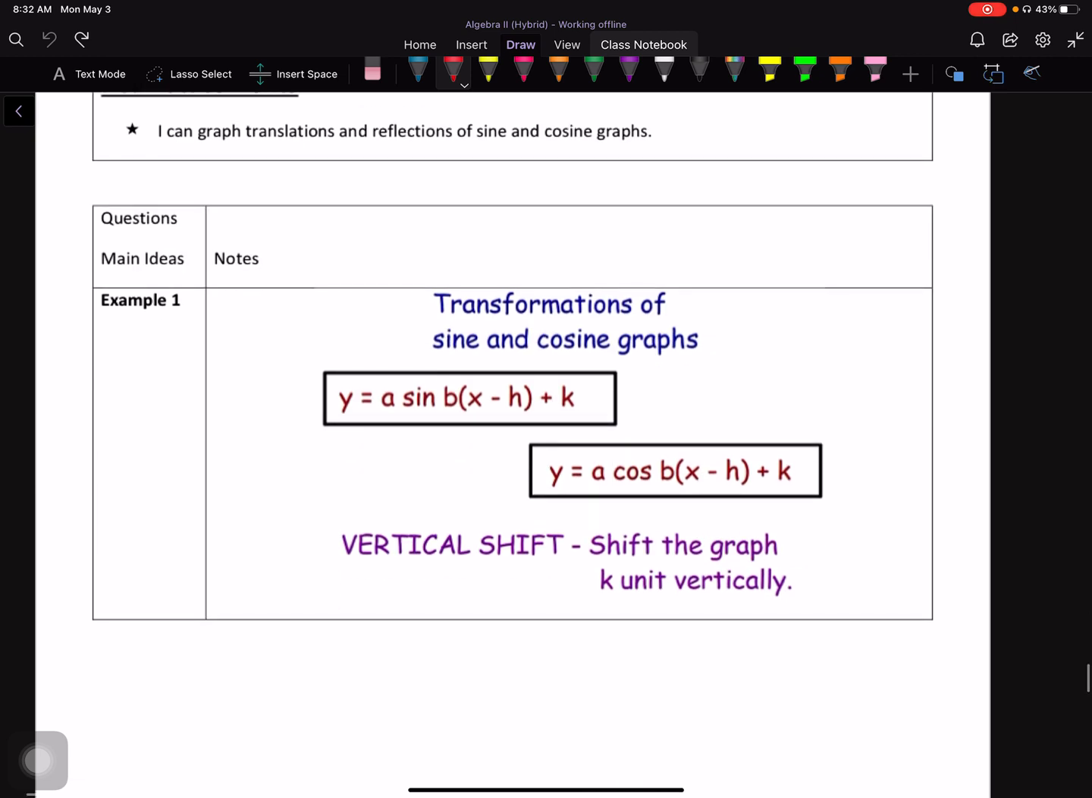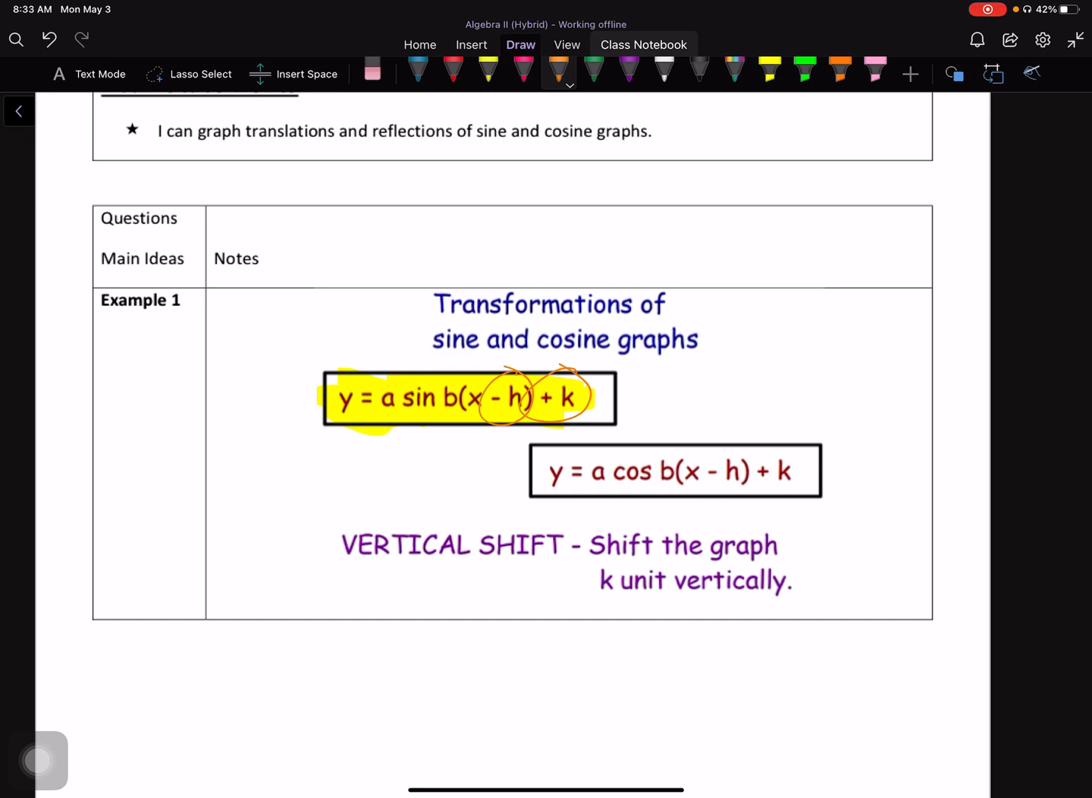So here where it says example 1, you can see the transformations of graphs of sine and cosine. So right here we have a sine, and the only thing different from what we've done so far is now we have an h and a k value. And just like everything we've done in the past, h and k is like your starting point or your center. It's kind of where you begin your graph. H has always been the left or right movement. K is your up or down movement.